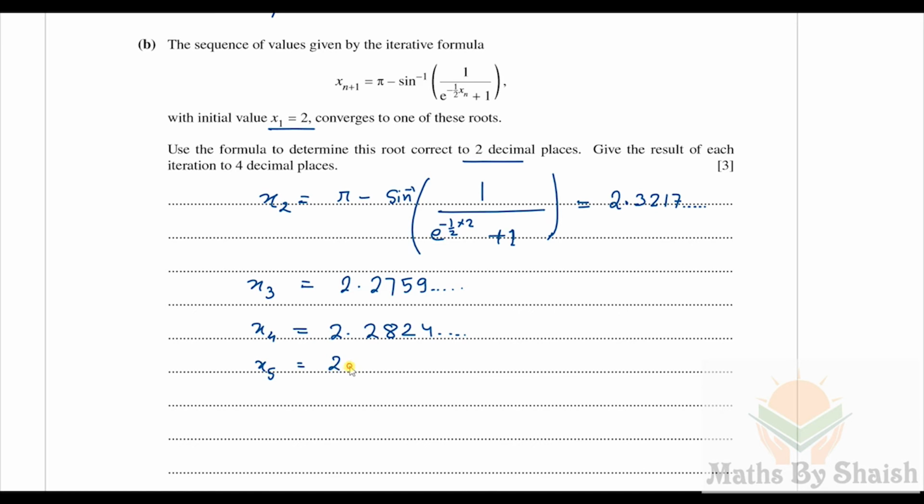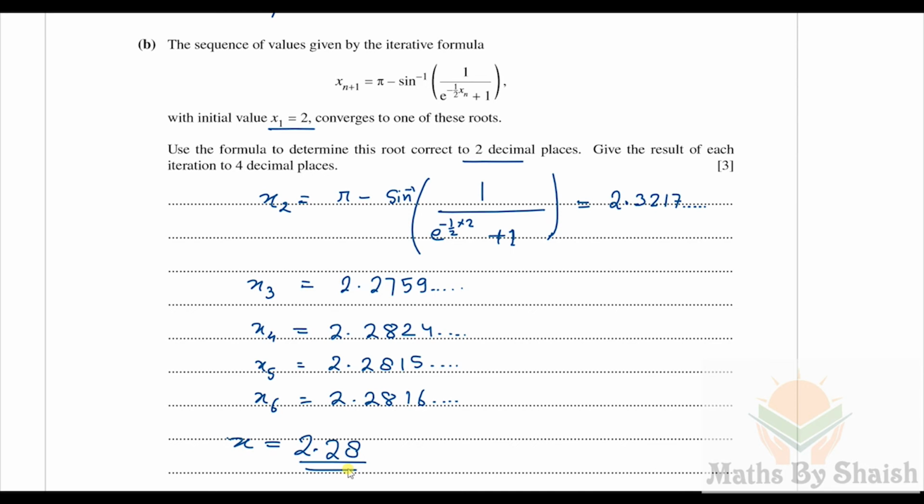Next value would be x5, 2.2815 and so on. Next value we can write one more time, x6 as 2.2816 and so on. So we can see that till 2 decimal places we are getting 2.28 everywhere. So one of the roots is going to be x as 2.28 correct to 2 decimal places. So that is the answer.